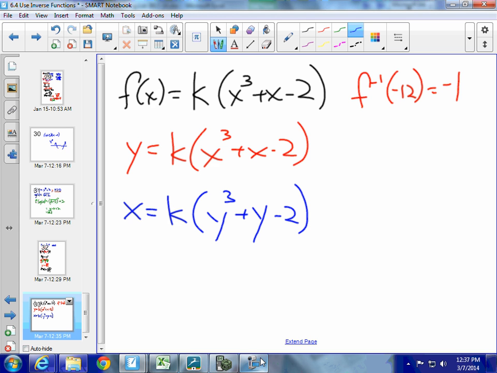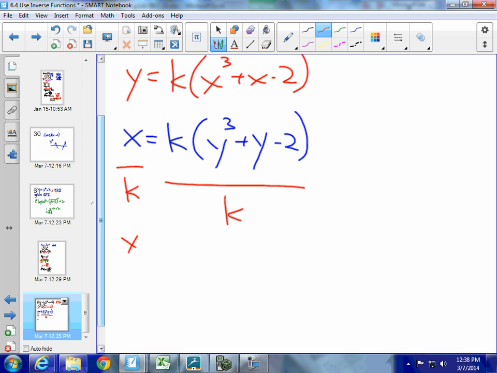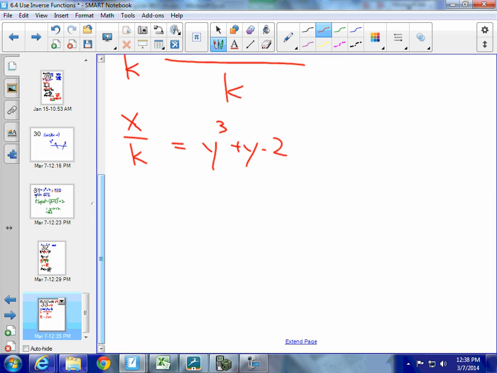Now, I can tell you just by looking at this, I am not going to be able to get an explicit version of the inverse. I am not going to be able to get y all by itself. I'm telling you that because here's what I did when I first approached this problem, and here's what you would do if I wasn't telling you this. You say, okay, I need to get y all by itself. So first, I'm going to divide by k. So now I have x over k is equal to y cubed plus y minus 2. I should get all the y's on one side, so I add 2 to both sides. So now I have x over k plus 2 is equal to y cubed plus y.